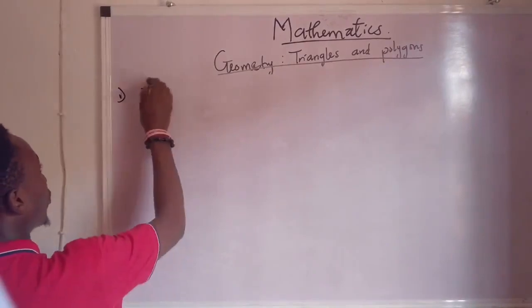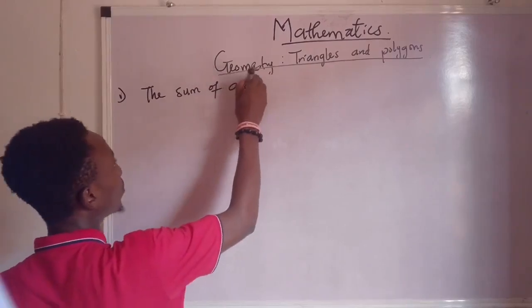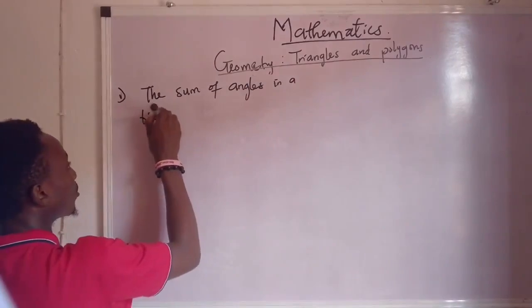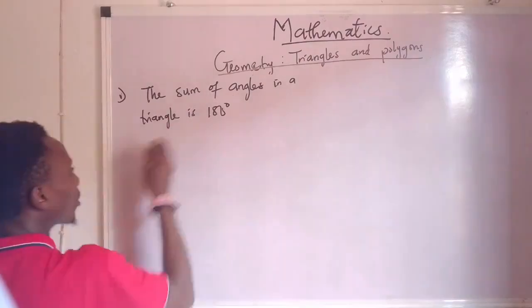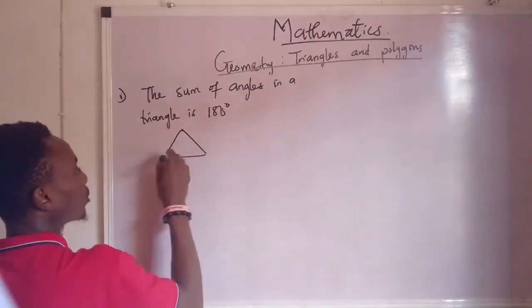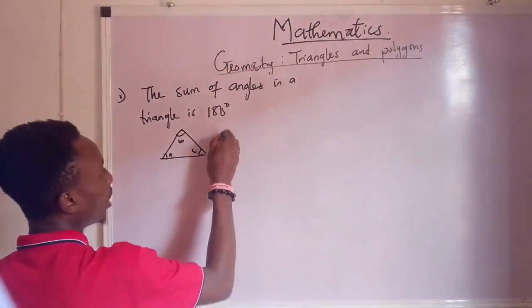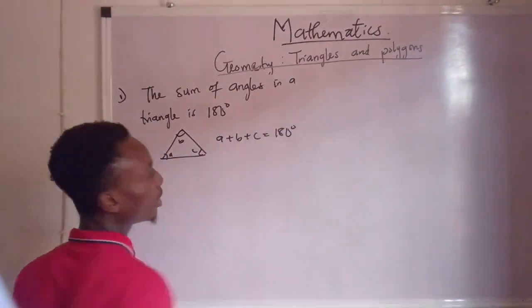The first law says that the sum of angles in a triangle is 180 degrees. So if you have a triangle like this with three interior angles A, B and C, A plus B plus C is equal to 180 degrees.